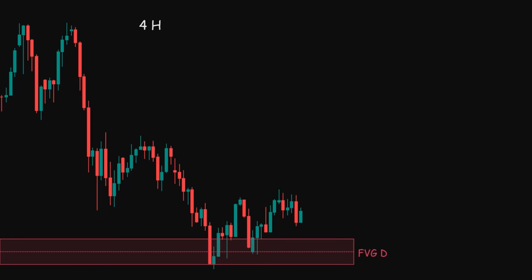Based on everything we've seen so far, the market appears to be in some form of a market maker buy model. But just as important as knowing where price is likely to go is understanding where it's unlikely to go. This is where I start stacking PDAs. PDAs act like stepping stones for the algorithm. They help price move from sell-side liquidity to buy-side liquidity, or from one inefficiency to the next.